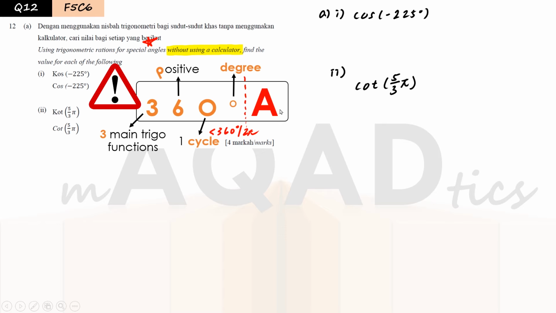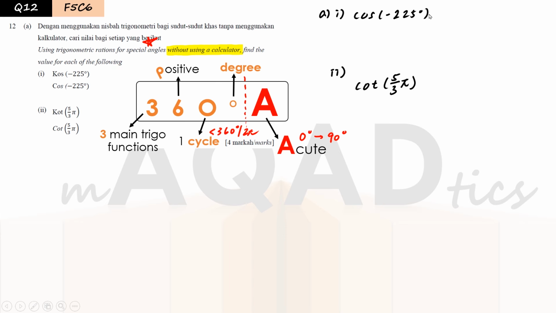The second part, which is the big A here, stands for acute. Once we satisfy all these 4 criteria, we need to transform the angle into an acute angle. We know that an acute angle is between 0 and 90 degrees. So we need to transform the angle that we have later to be within 0 to 90 degrees. For the steps later on, I will show it.